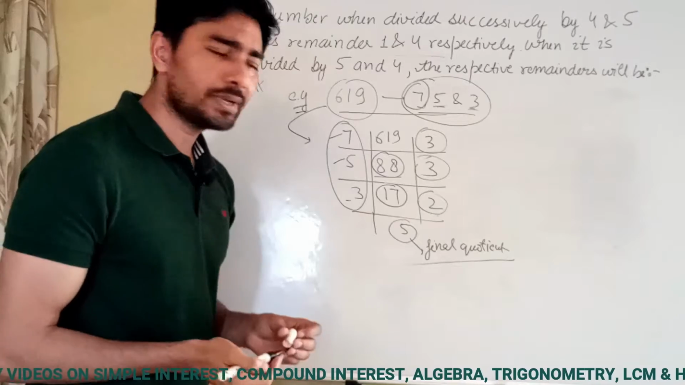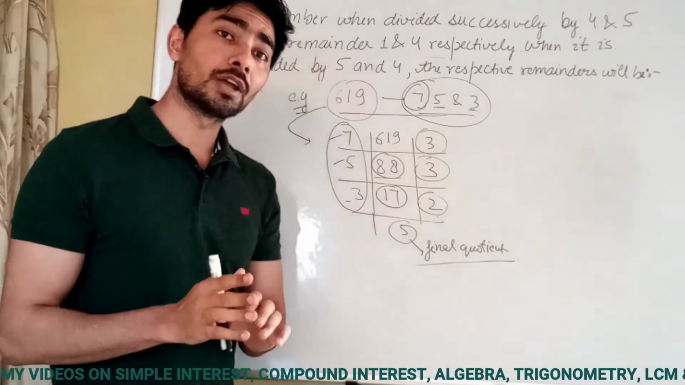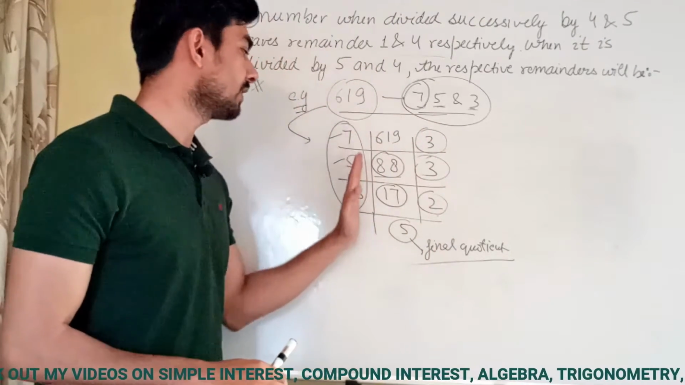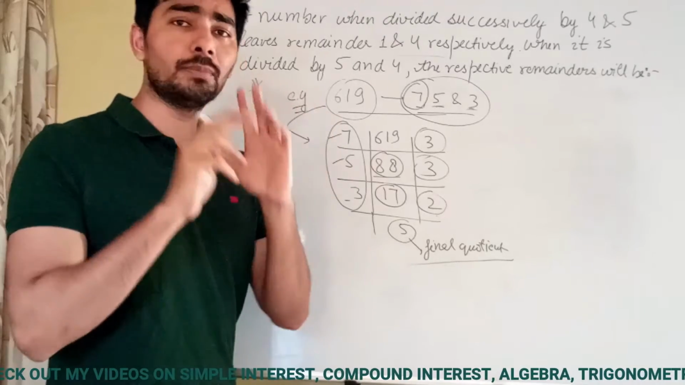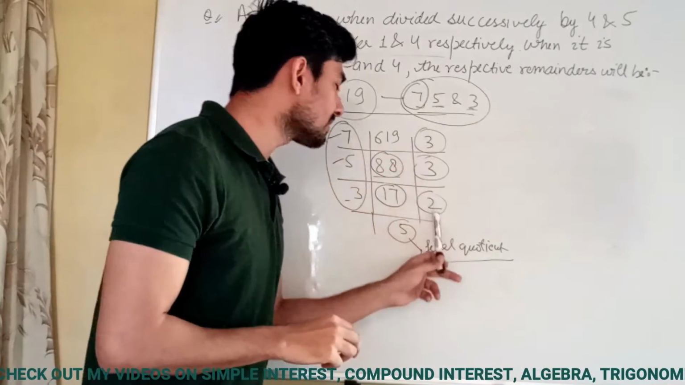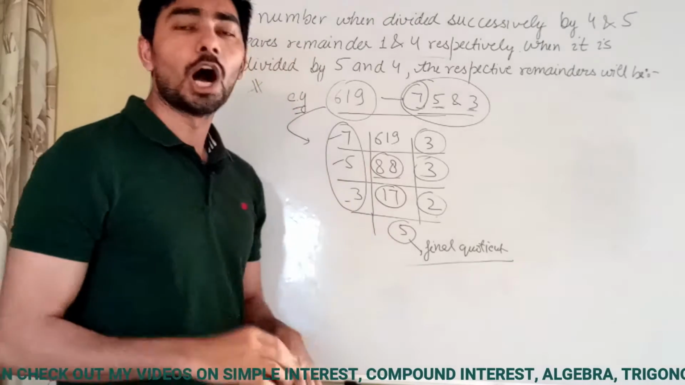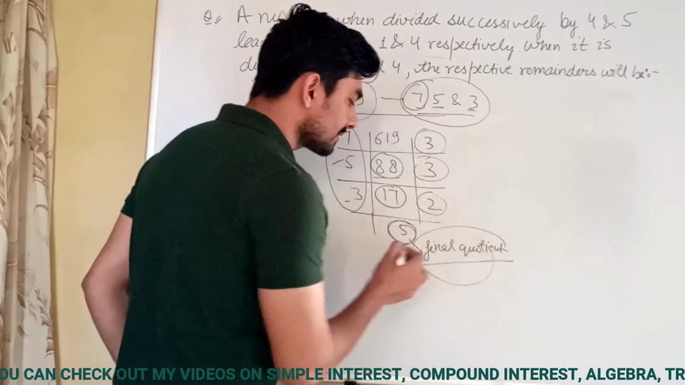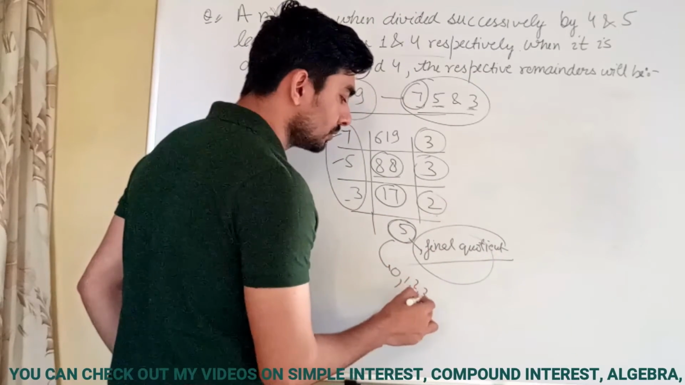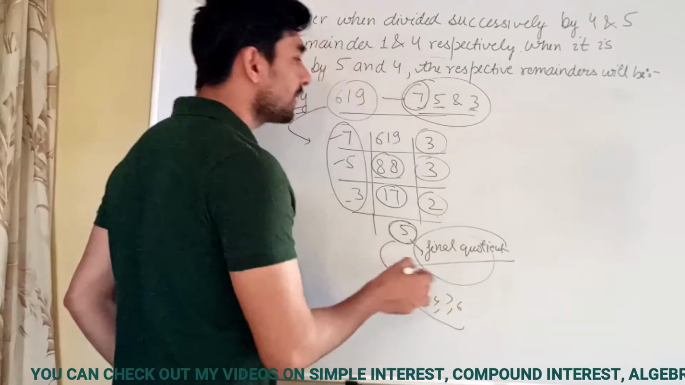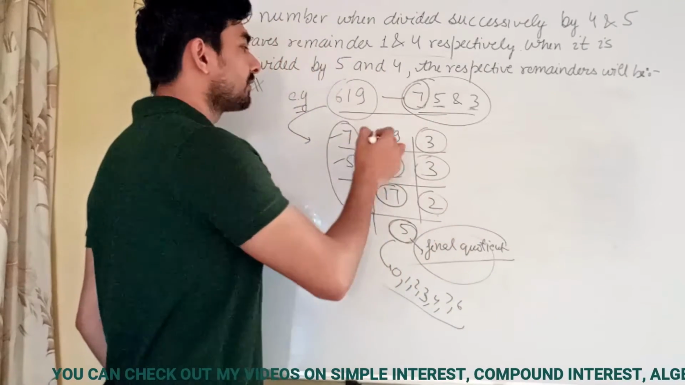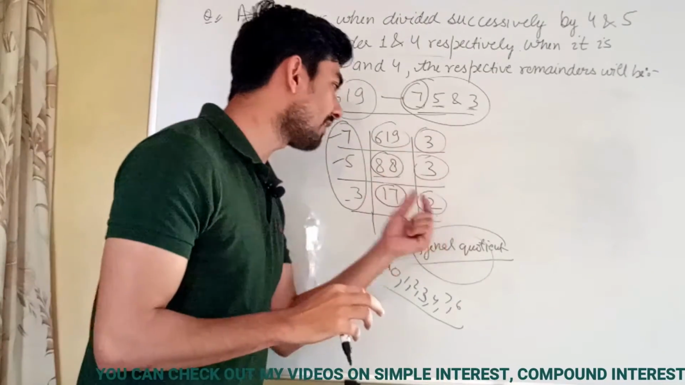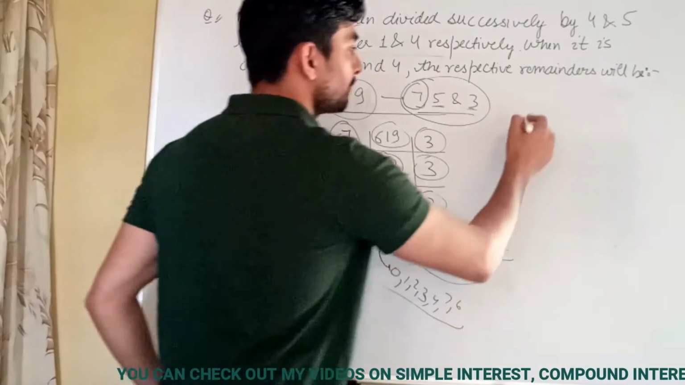But it does not mean 619 is the only number which will give 3, 3 and 2 as successive remainders when divided by 7, 5 and 3. There are many numbers which will give the same remainders after dividing successively by 7, 5 and 3. How can I say this? If I take the final quotient as 0, 1, 2, 3, 4, and so on, I'll get the same remainders. Let's take the smallest number, with the final quotient as 0.